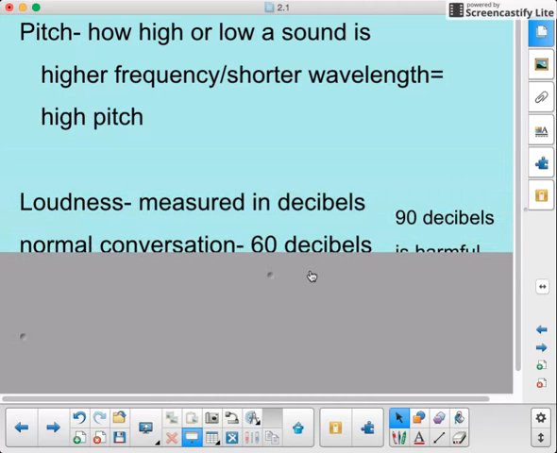Loudness is another thing we talk about when we talk about sound. Loudness is measured in decibels. A normal conversation, if you and I were just to talk face-to-face about something, is about 60 decibels. And we know that anything over 90 decibels is harmful to our hearing. So most of us have been at a concert or a sporting event where the sound was so loud that we could actually feel the vibrations of the sound waves in our bodies. And when we leave, our ears are ringing. Those are sounds that are definitely above 90 decibels. They're harmful to your hearing.